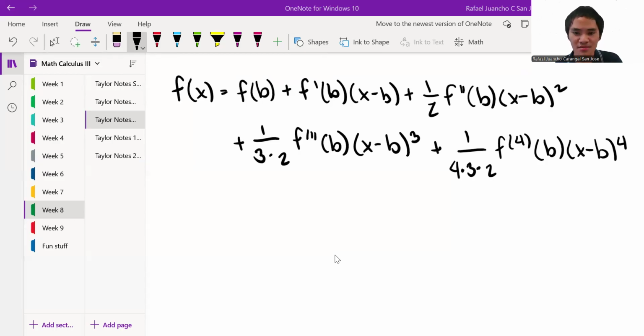Oh wait, shoot, my bad. I meant for the 3. Yeah, it's gonna be a 3 here. Let me just do 3 instead. So that's the 3. And then for my 4, well, it's gonna be.